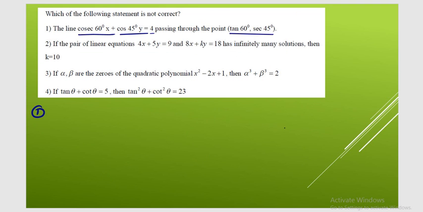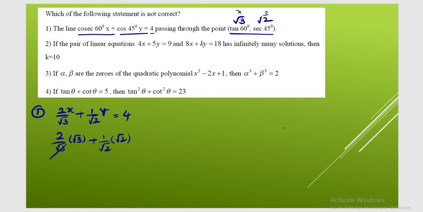Okay, what is cosecant 60 value? So sin 60 is root 3 by 2, so its reciprocal is 2 by root 3 into x, so 2x by root 3 plus cos 45, which is 1 by root 2 into y is equal to 4. Now what he is telling is that it is passing through this point. Tan 60 value is root 3, secant 45 value is root 2. So when I substitute these x and y values in this, I am going to get 2 by root 3 into root 3 plus 1 by root 2 into root 2.